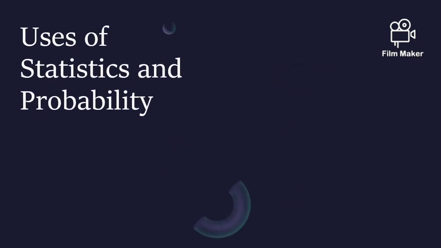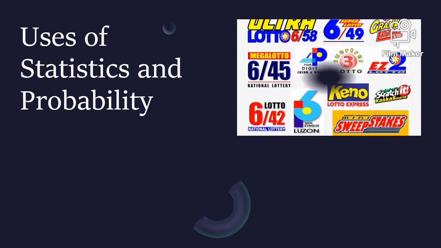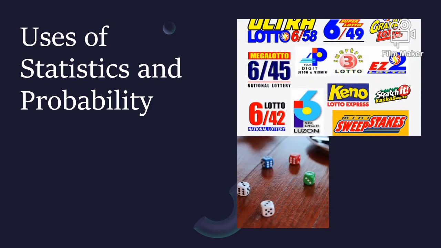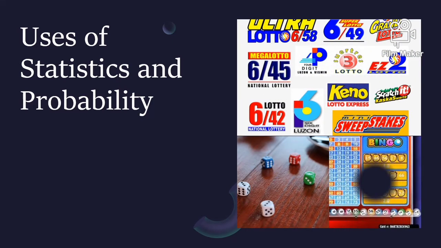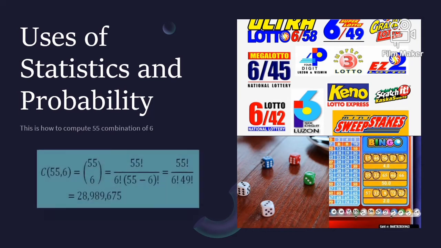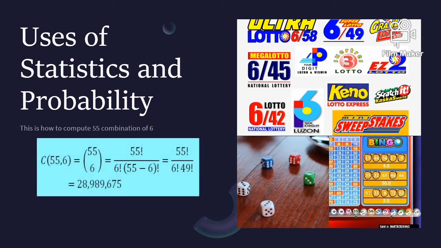Uses of statistics and probability. Lotto games. Dice. Bingo. This is how to compute 55 combinations of 6 numbers in a lotto. So they use the formula of combination. So the answer is 28,989,675 pesos in order for you to get the right answer.